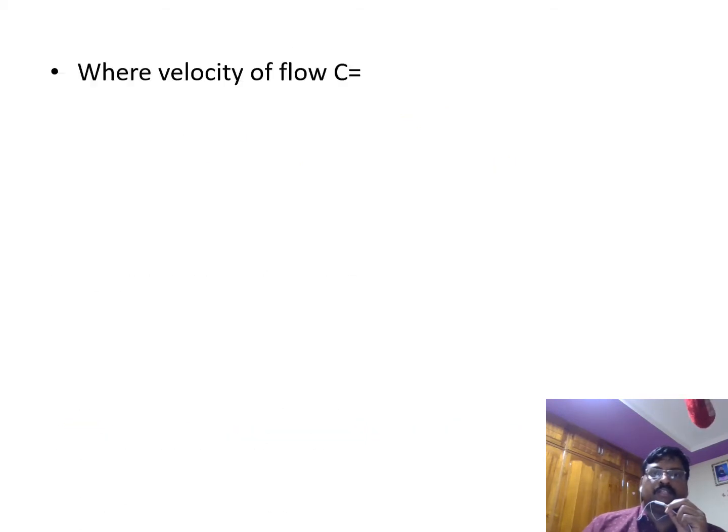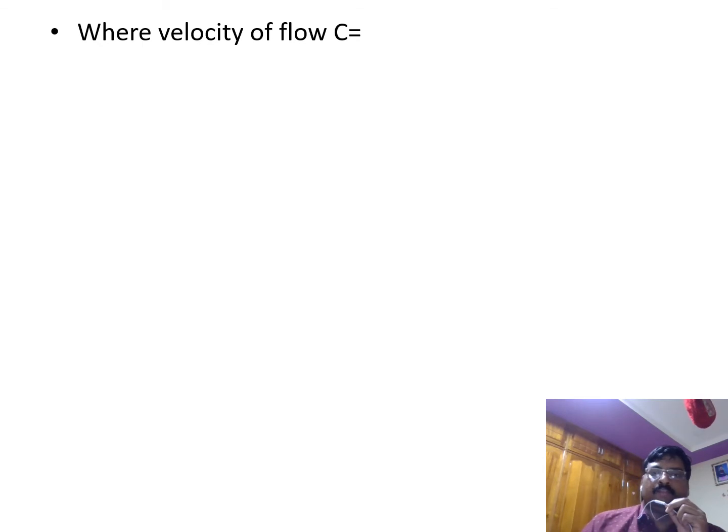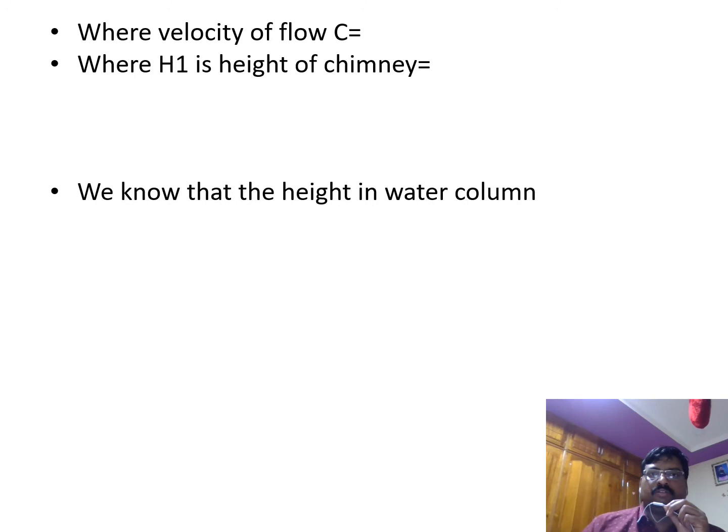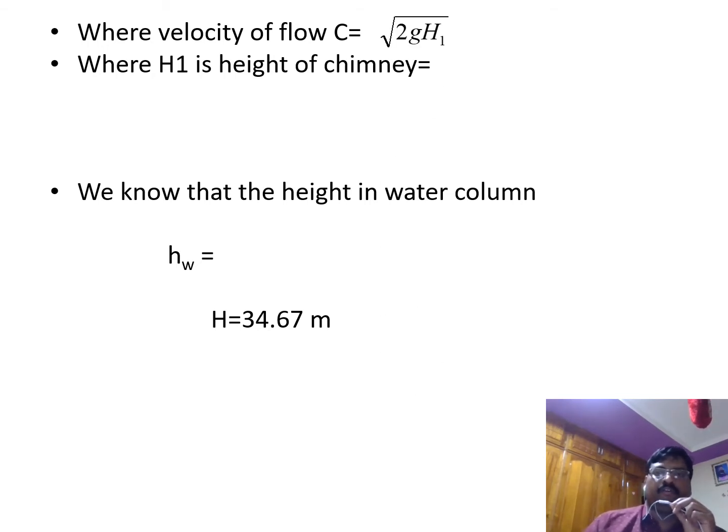Now in the discharge equation, the formula is area into velocity into density of hot flue gases. We are going to determine the area using the formula pi by 4 d square, and velocity is square root of 2g h1. We have discussed that. So to determine the value of c, the velocity of flue gases, c is equal to square root of 2g h1.